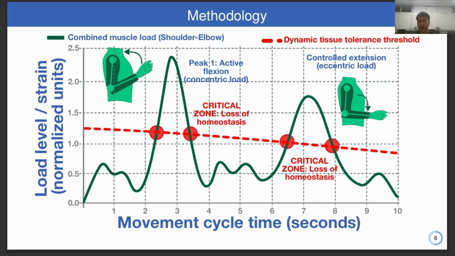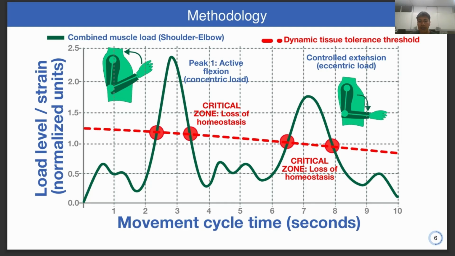The main area simulates how the model monitors biological balance. The green line is the predicted muscle load. The red dashed line represents the hypothetical tissue tolerance threshold, which decreases due to fatigue. Our model captures two biomechanical phases.